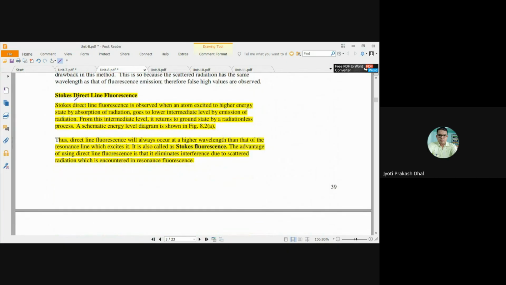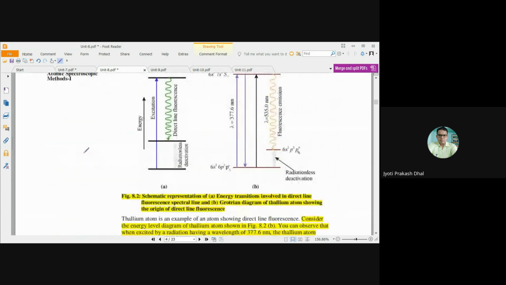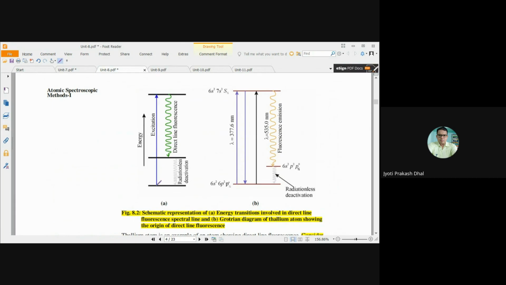The next one is Stokes direct line fluorescence. Stokes direct line fluorescence is observed when an atom is excited to a higher energy state by absorption of radiation and goes to a lower intermediate energy level by emission of radiation. From this intermediate level, it returns to the ground state by a radiationless process, and here a schematic diagram is shown. First, the atom will undergo excitation to a higher energy level, and from the higher energy level it will emit radiation in the form of light. So that is called direct line fluorescence.